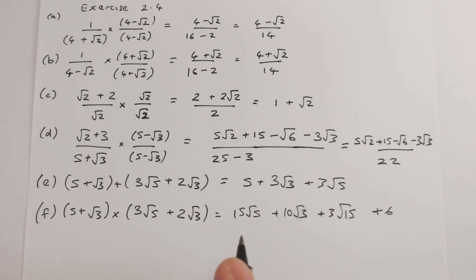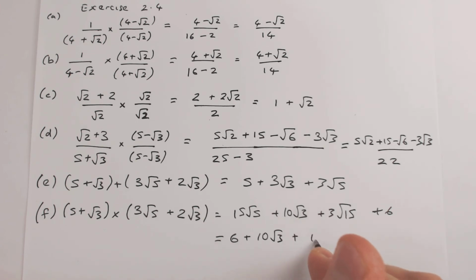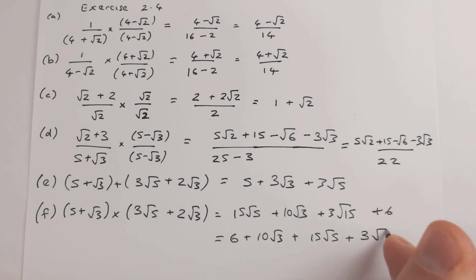Right, so I'm going to leave my answer like that, but I should put my integer at the front. So we've got 6, and let's rearrange them so we go up in root irrational number values. So 6 plus 10 root 3 plus 15 root 5 plus 3 root 15. Okay, so I'm going to leave the answers like that.